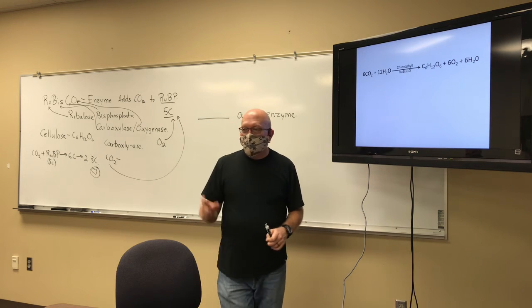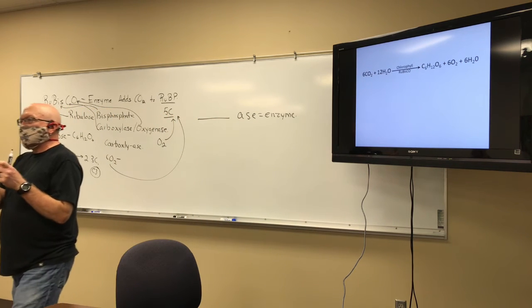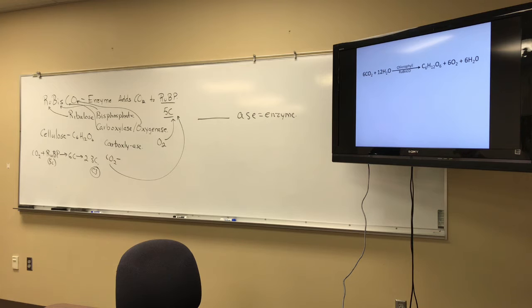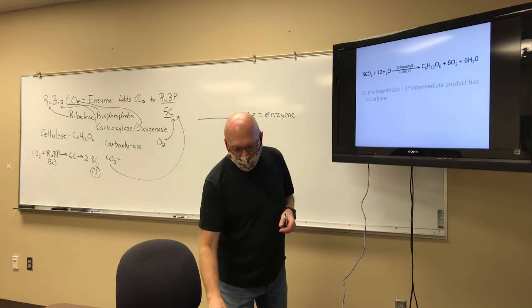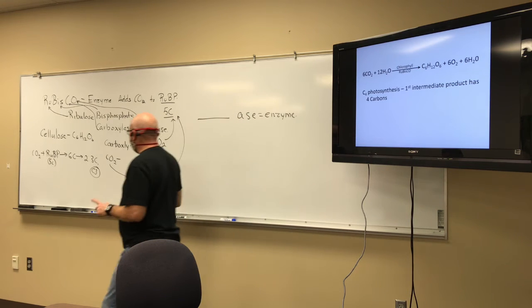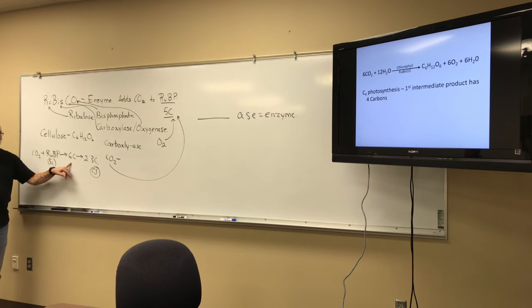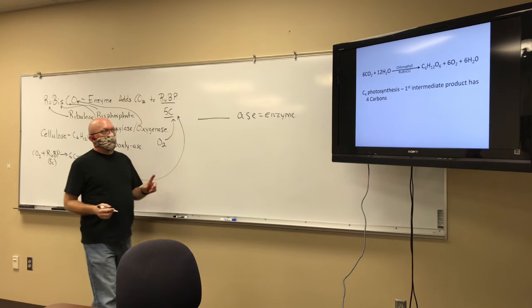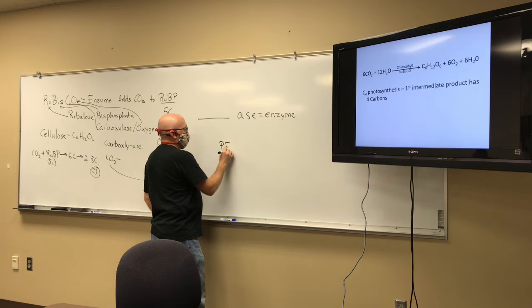C4 photosynthesis has the same chemical equation, but the path that you use to get there is a little more complicated. So in C4 photosynthesis, the first intermediate product has 4 carbons, not 3 carbons. And it uses a different enzyme. It uses something called PEP carboxylase.